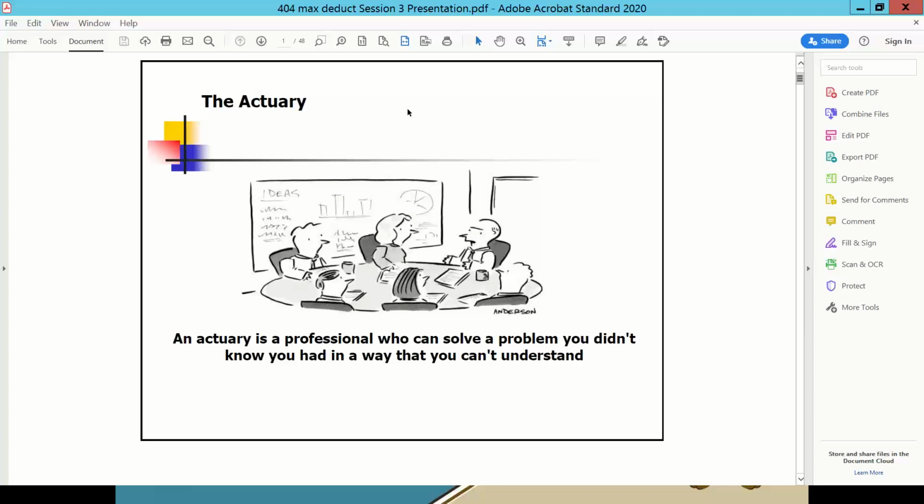In case any of y'all did not know this, an actuary is a professional who can solve a problem you didn't know you had in a way you can't understand. I get accused of that by Russ Hooker, our head salesman here at Nova, all the time.